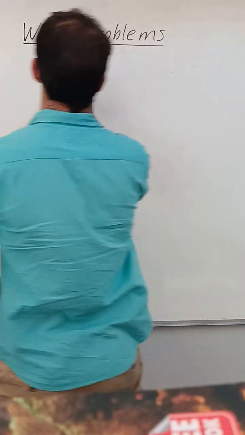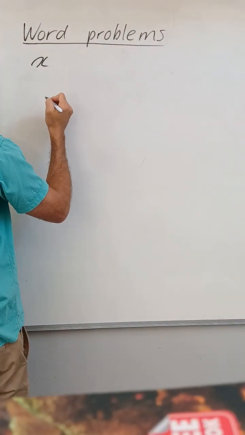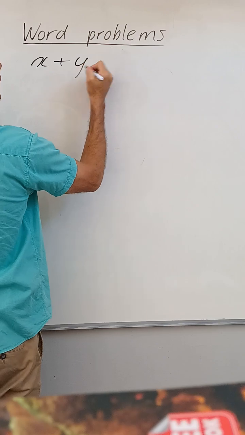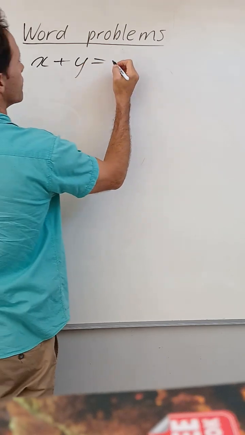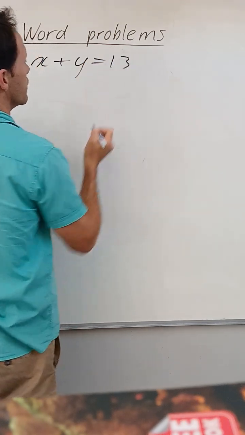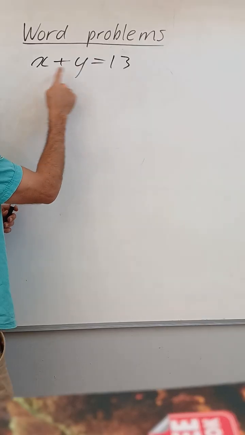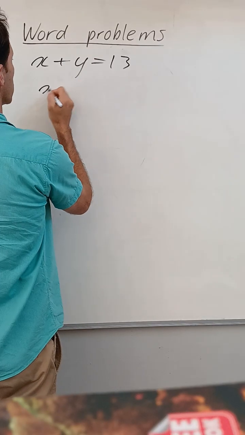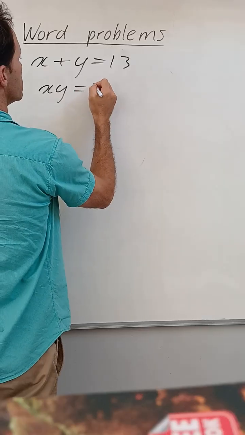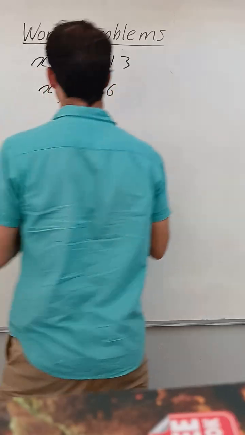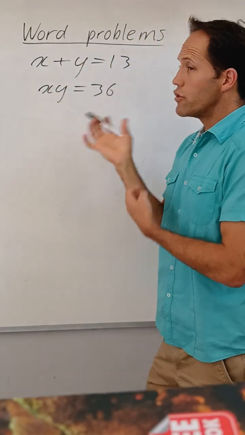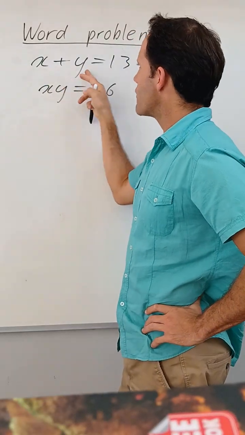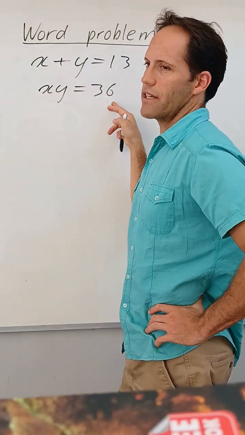So you can say let the one number be x. Okay? And then we're going to say let the other number be y, and when we add them, it says you must get 13. Okay, the sum of the two numbers is 13, and the product, x times y, is 36. So there are two different numbers, that's why we call them x and y. The sum of them is 13, the product of them is 36.